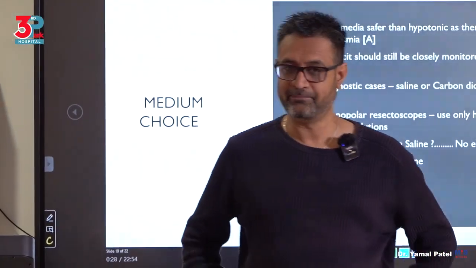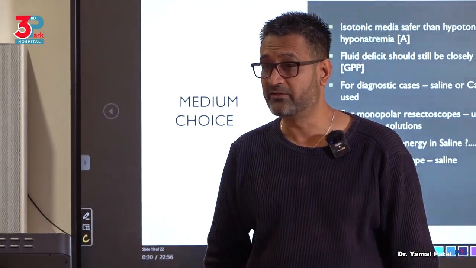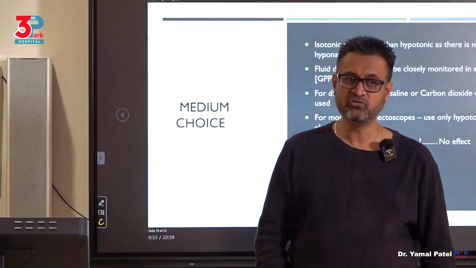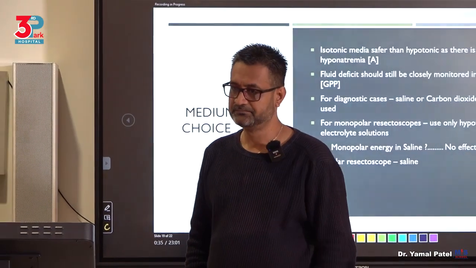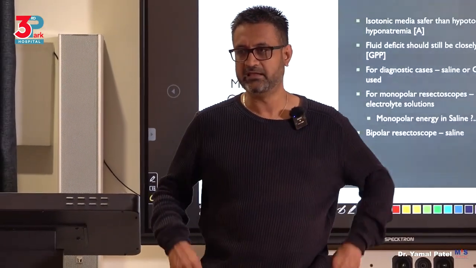So the medium of choice, therefore, we now know isotonic media is safer than hypotonic media. We know the fluid deficit should be closely monitored in either case anyway. For diagnostic cases, saline or CO2 can be used. For monopolar resectoscopes, if you are going to use monopolar, then you only need to use a hypotonic solution or a non-electrolytic solution. If I use monopolar on saline, what will happen? Anybody?